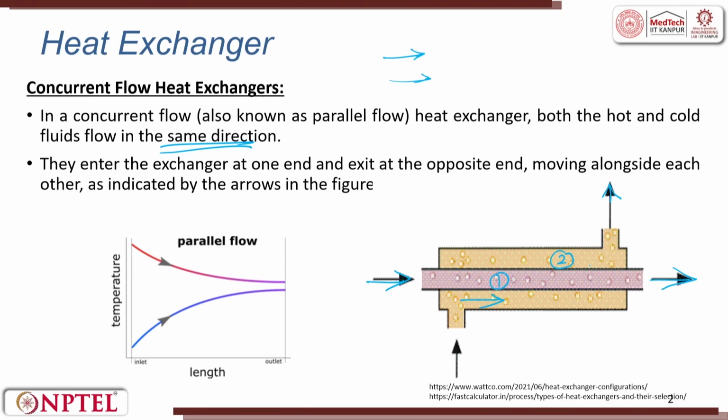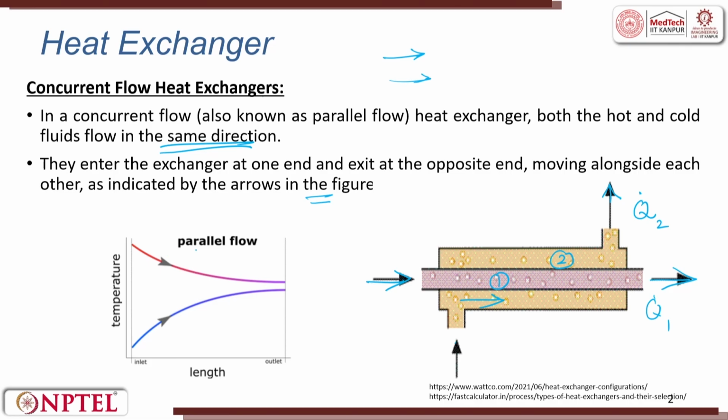Friends, the inner can be cold and the outer can be hot, or the outer can be cold and the inner can be hot. They enter the exchanger at one end and exit on the opposite side, moving alongside each other. So, it makes sure doubly that it flows like this, as indicated by the arrow in the figure. So, entry, exit. Friends, you can also change the Q. You can also change the flow. For example, here it is flowing at 1 Q rate. So, let us make the Q rate as 1. This will flow at Q rate as 2. Again, you can have a difference in heat exchange.